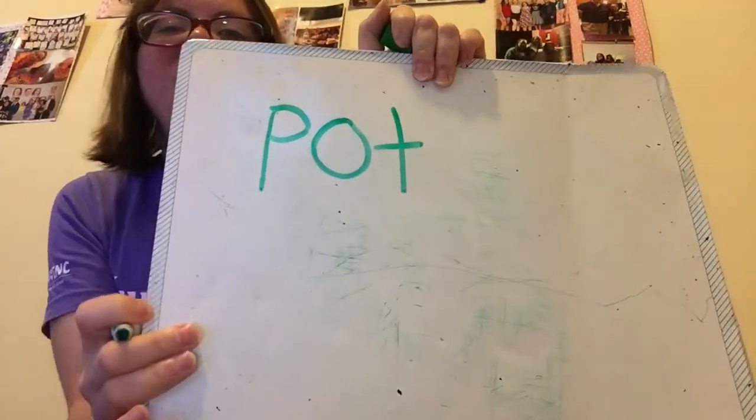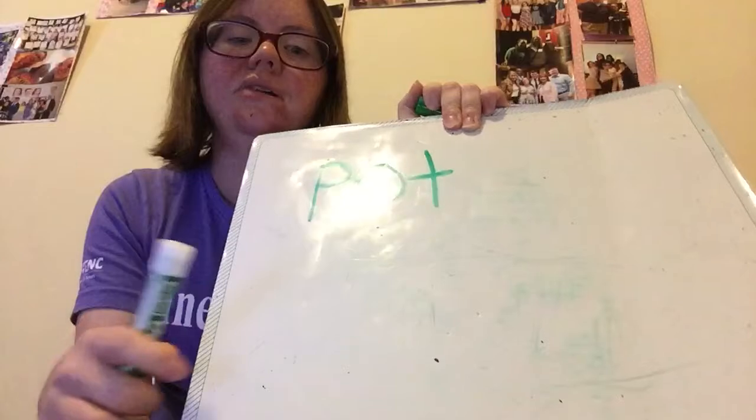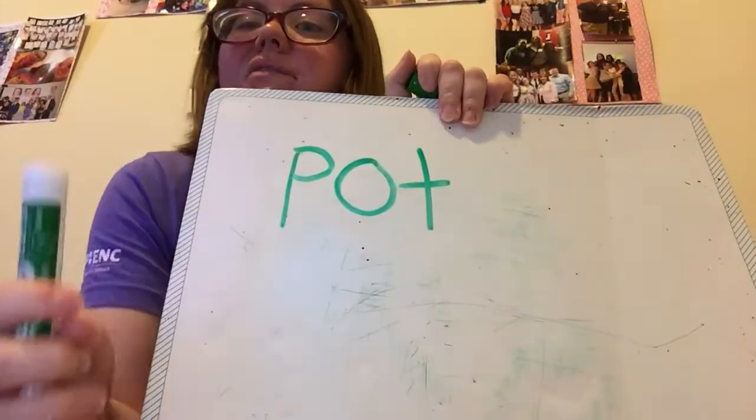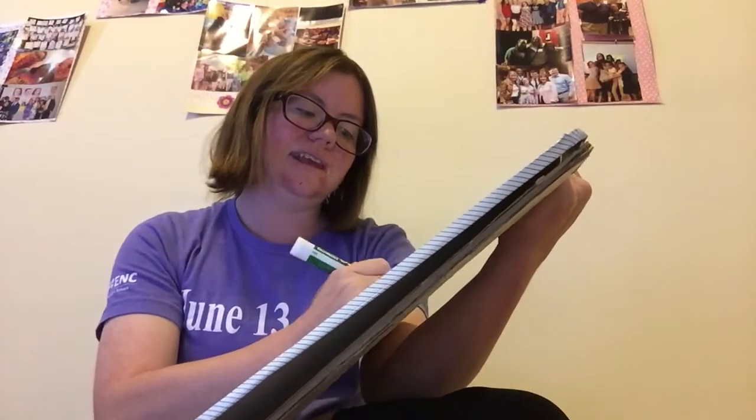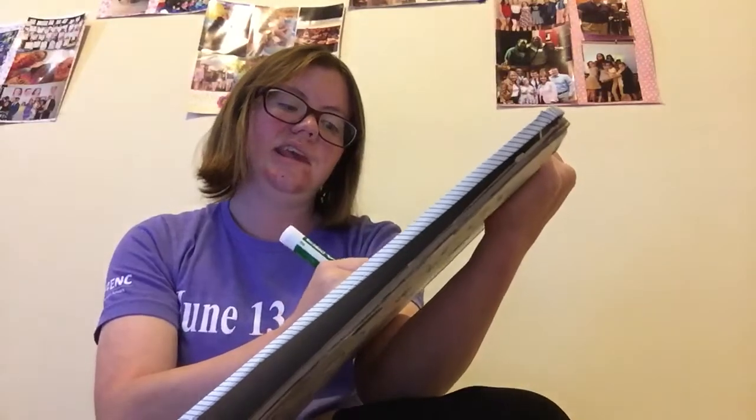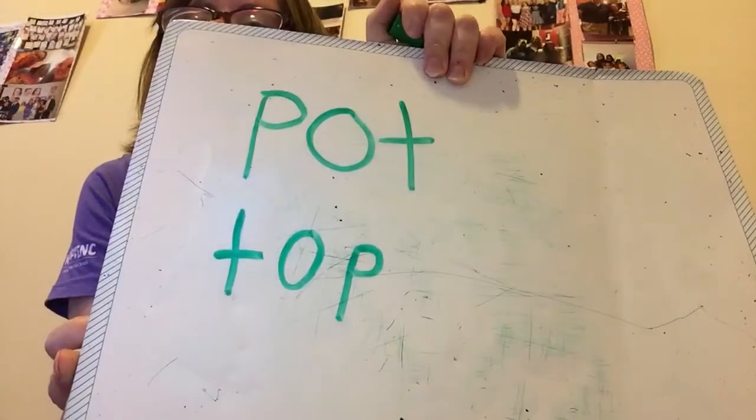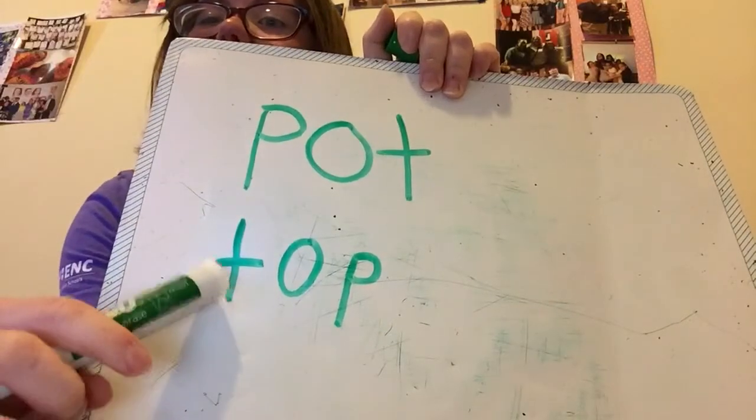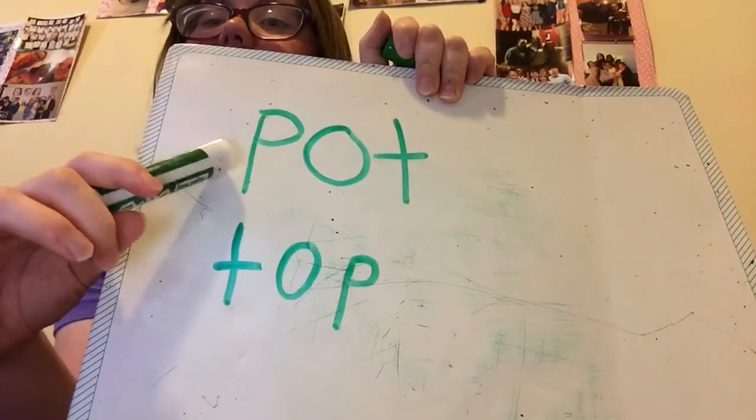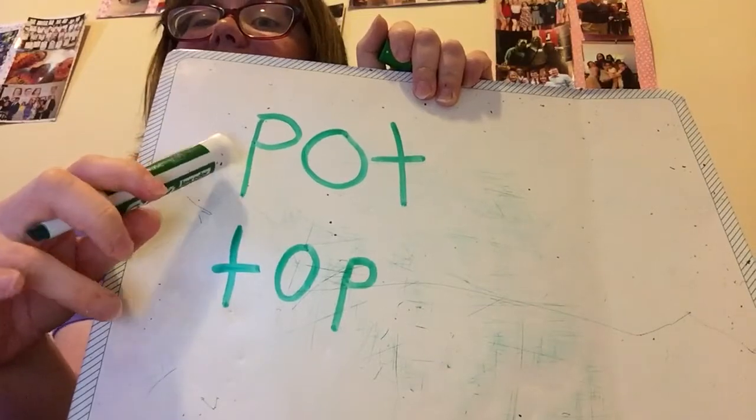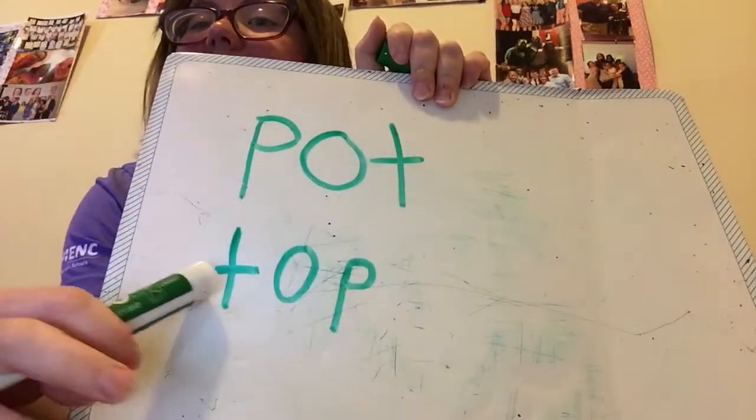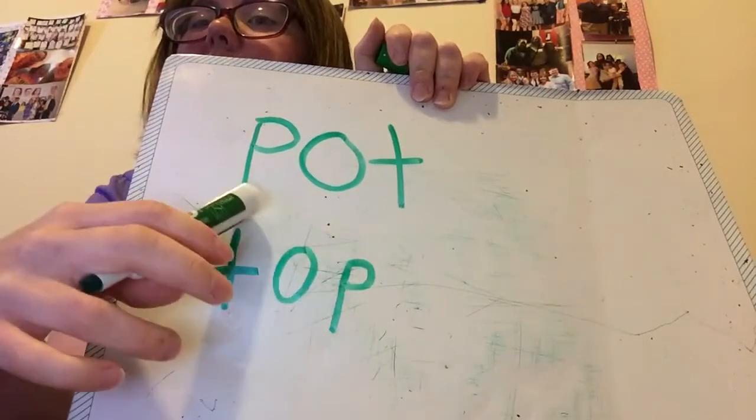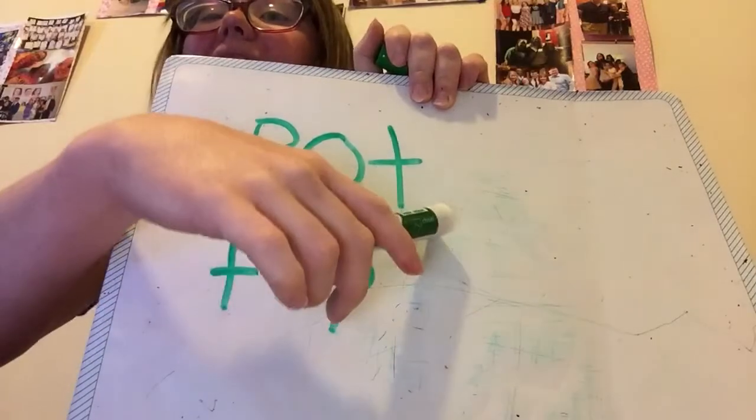Great. It's especially important when you write your CVC words that you write all the letters in the order that you heard them in. If you wrote this word backwards and you wrote the T first and the P last, it would be the word top. And that's a completely different word than this word. We wanted to spell the word pot. So you hear P, O, T, not T, O, P. P, O, T, pot.